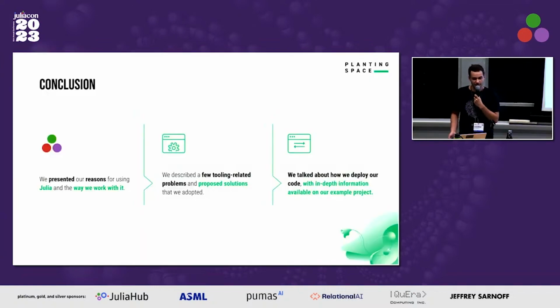All right, so to conclude, we presented the way we've been using Julia at Planning Space. Then we went on to describe a few pieces of tooling that we developed to facilitate our workflows and the different issues that it solved. And then we showed how we would go about deploying a production app with Julia, notably making available an example project for you to take a deeper look at.